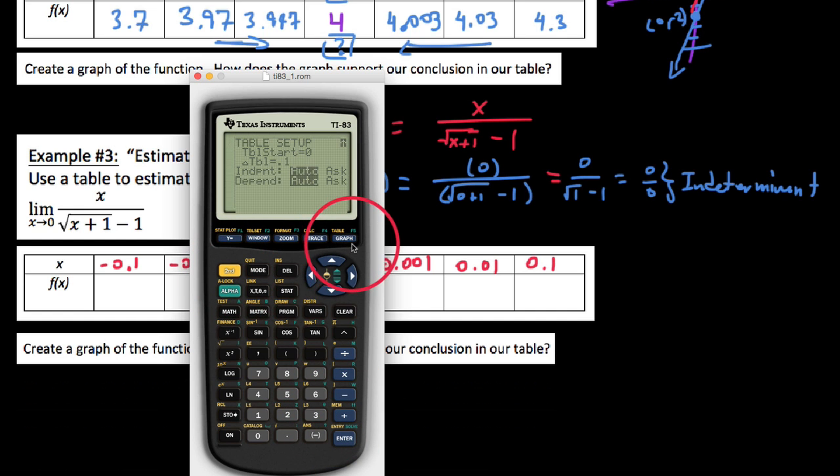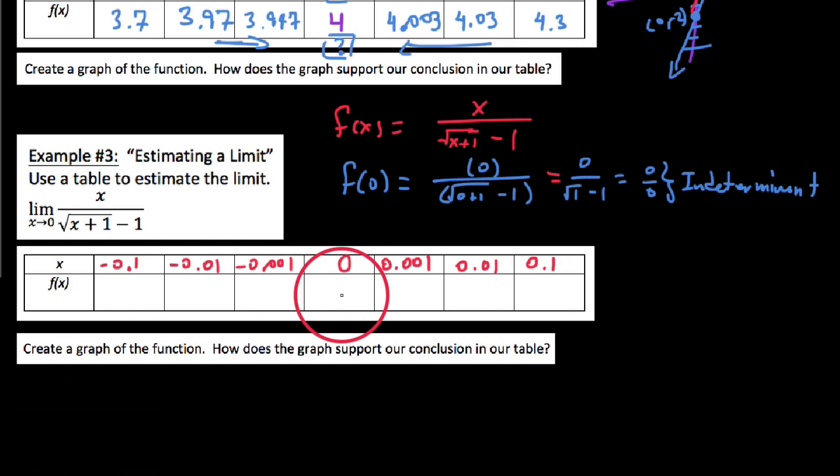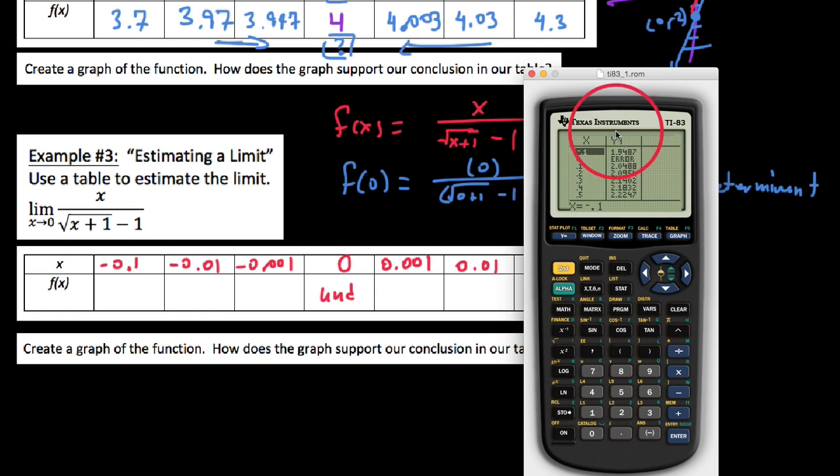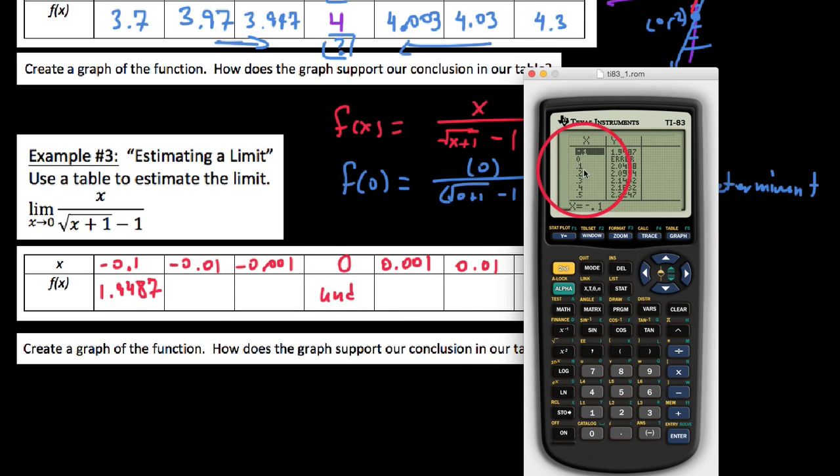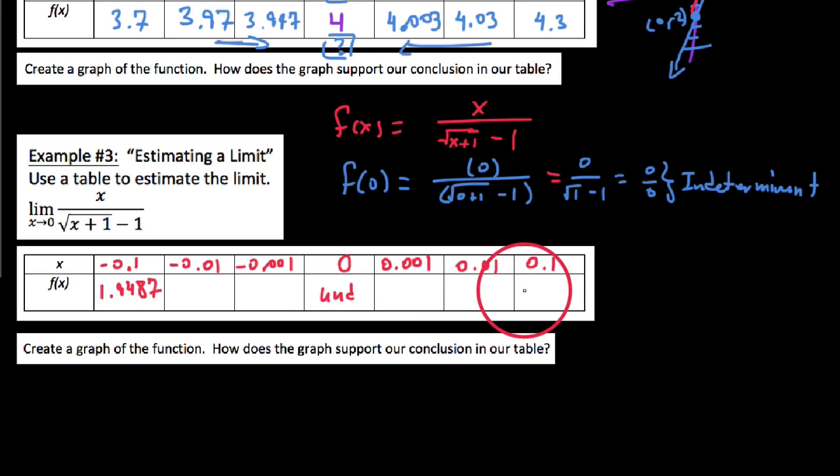If we now go to table, we're going to see some things here, starting with the fact that exactly at 0, we get that undefined value. So we don't know what it's exactly going to equal there because it doesn't equal anything. But if we go left by a tenth, we have 1.9487. And if we go above 0 by a tenth, 0.1, we have 2.0488.